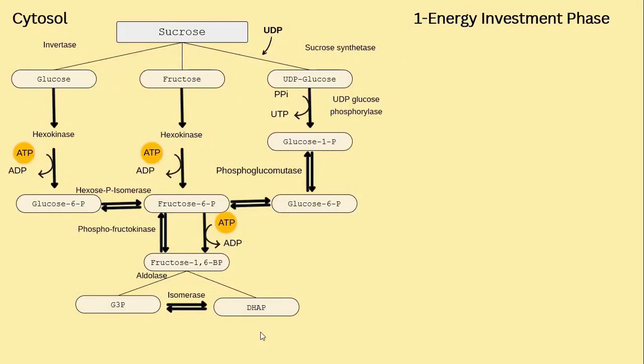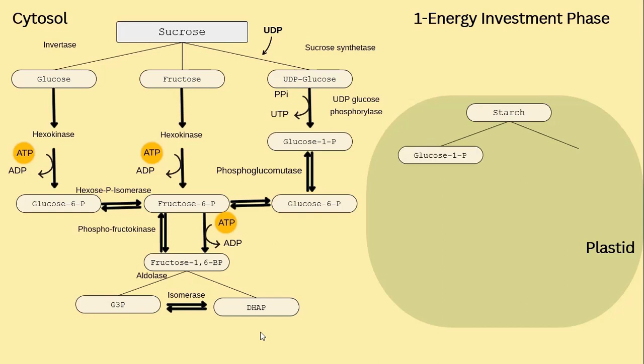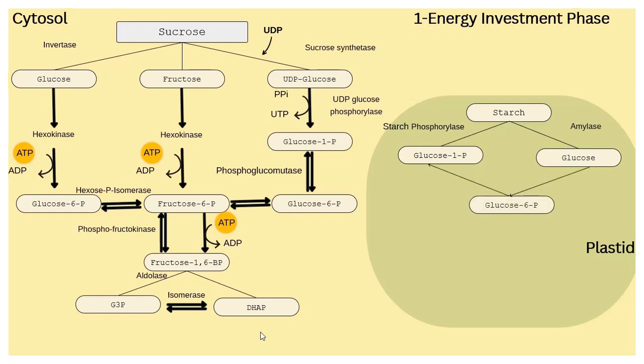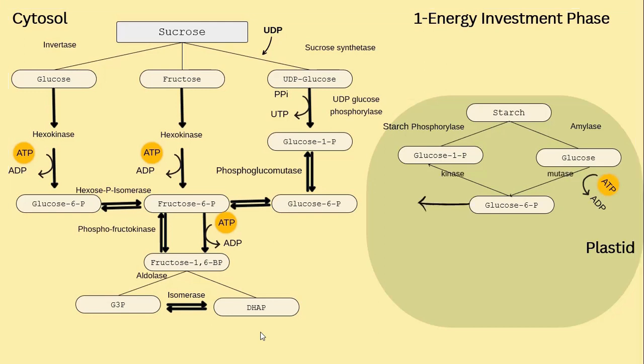All these processes take place in the cytosol, but in plastids, starch is immediately converted into glucose 1-phosphate and glucose using the enzymes starch phosphorylase and amylase. Both glucose 1-phosphate and glucose are immediately converted into glucose 6-phosphate by utilizing the energy of ATP and the enzymes mutase and kinase. Glucose 6-phosphate moves from the amyloplast into the cytosol, and all the processes of conversion of glucose 6-phosphate to fructose 6-phosphate and fructose 6-phosphate to fructose 1,6-bisphosphate take place in the cytosol.